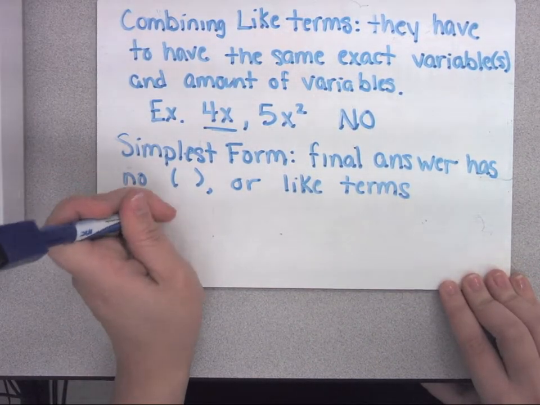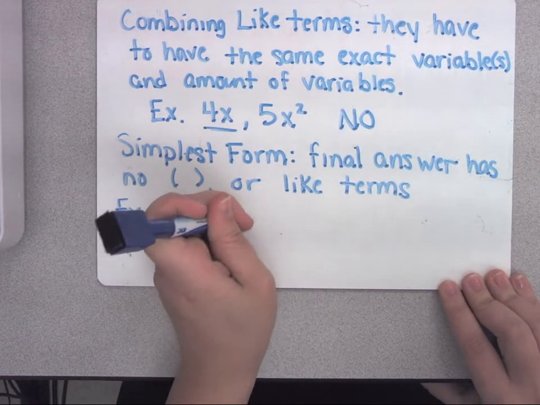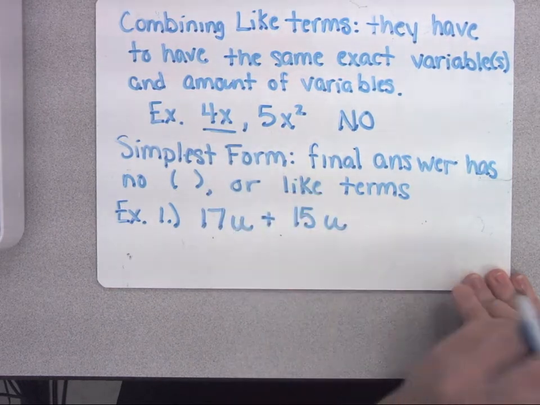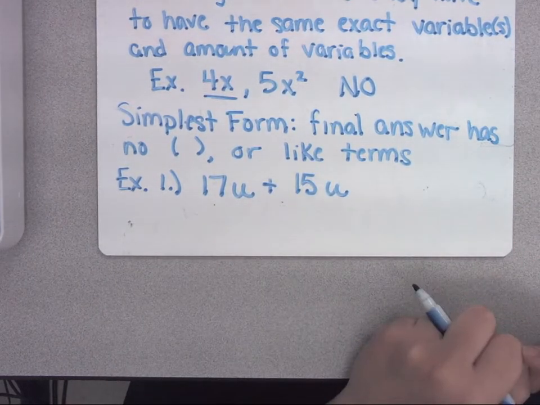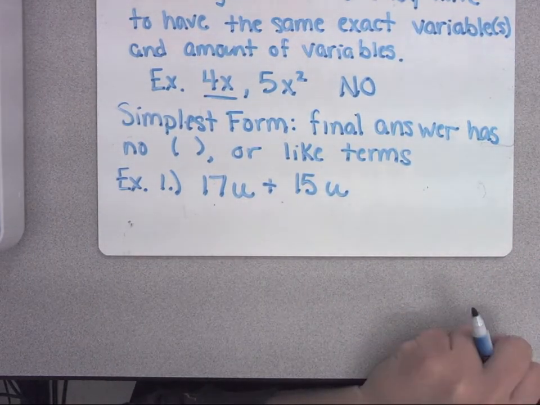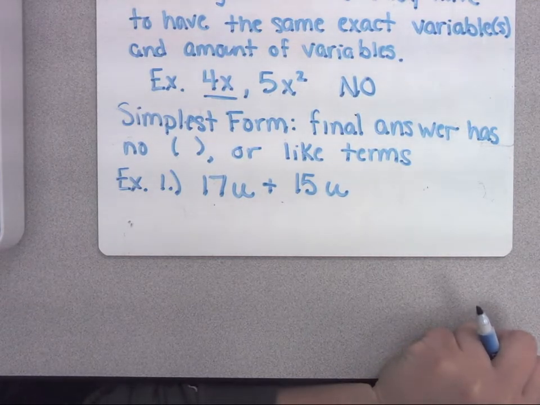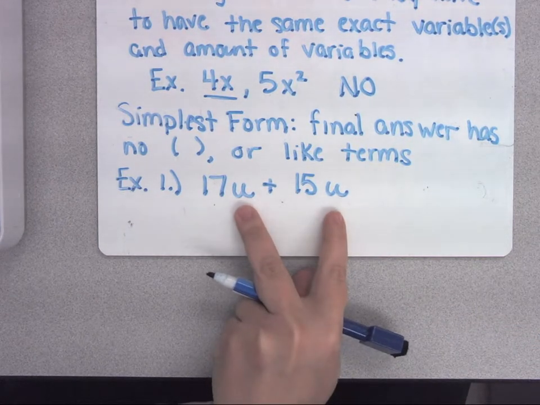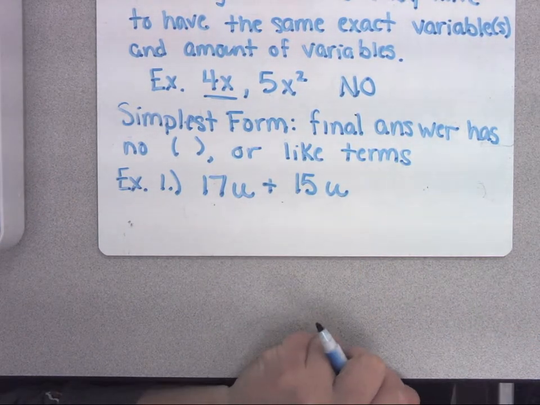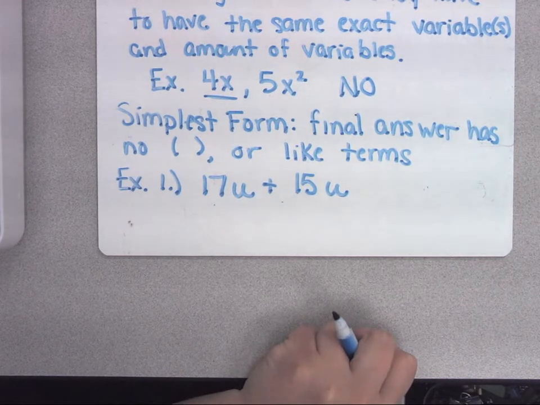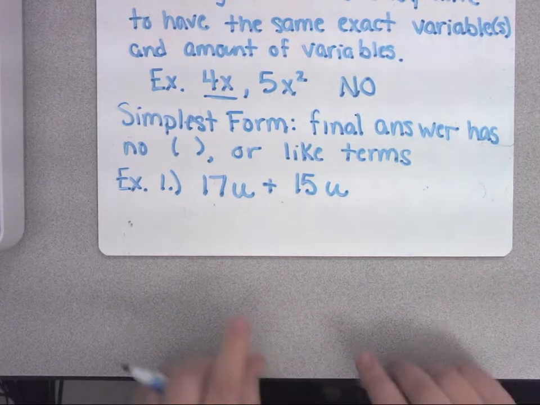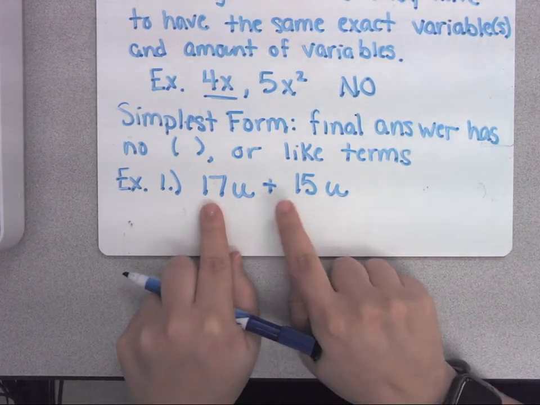Let's see. Number 1, 17u plus 15u. That's our expression we have. Now you ask yourself, do they have like terms? Right? So that means, do they have the same ending? Do they have the same kind of variable? Yes or no? The answer is yes, right? They both have a u and they both only have one u, right? That means we can actually take these numbers and do what it says.